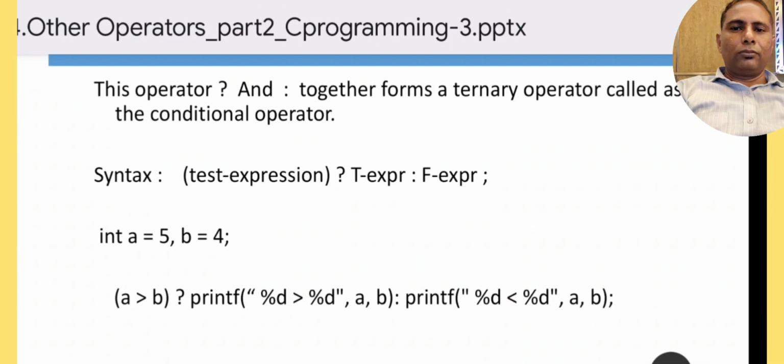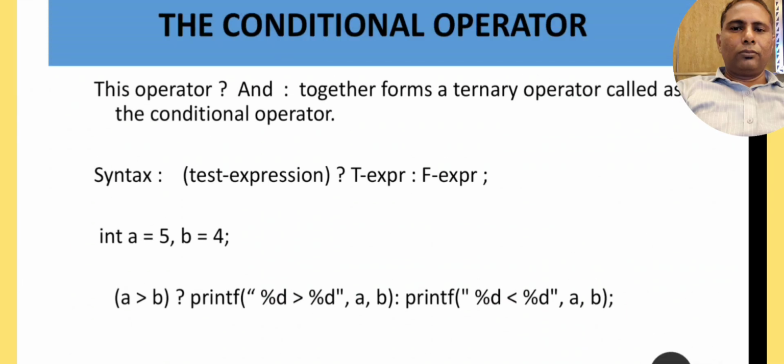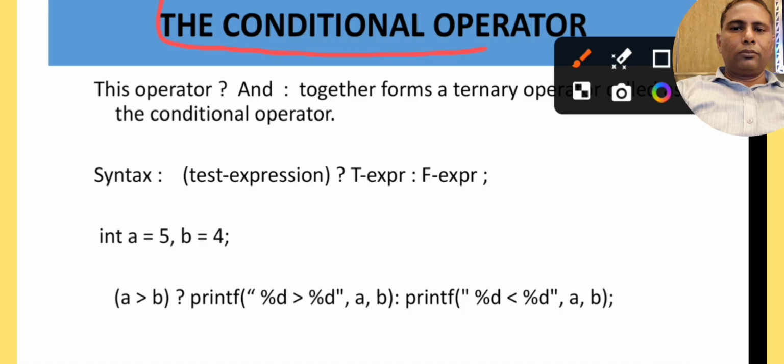We can see the other operator, that is the conditional operator. Conditional operator means we can check a condition. So, what is the meaning of the conditional operator? The conditional operator is made from a question mark and a colon, which together form the ternary operator. There are three parts. We can check any condition by writing it inside the parentheses.